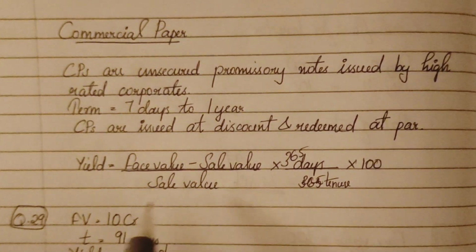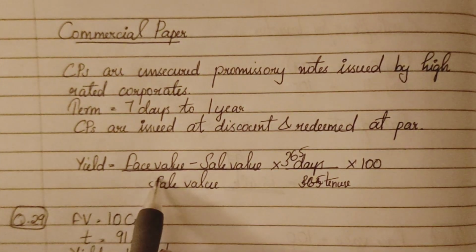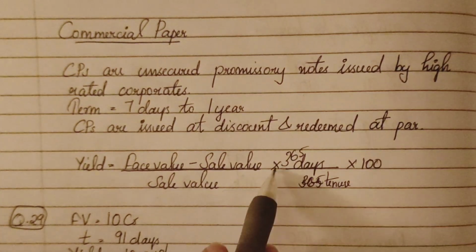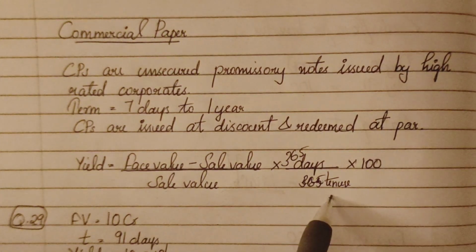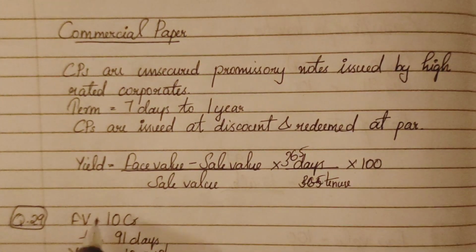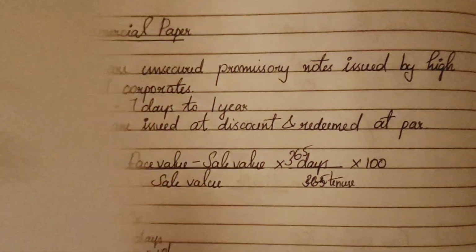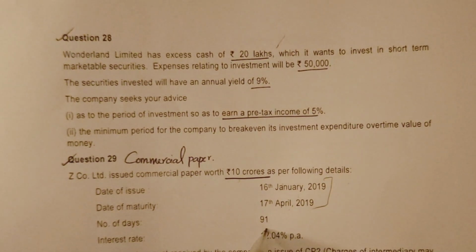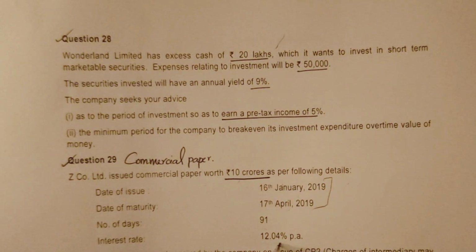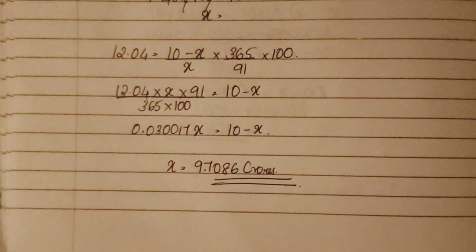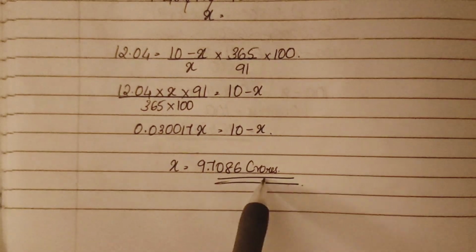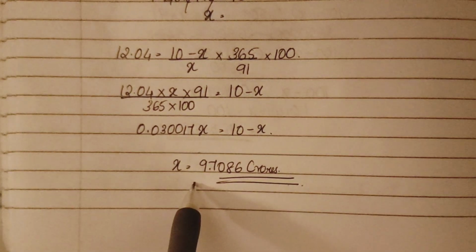So commercial paper in this case, yield is equal to face value minus sale value divided by sale value into 365 divided by tenure into 100. So we have the face value, tenure and yield. Face value is 10 crore, tenure is 91 days, yield is 12.04%. So the formula substitute you will get 9.7086 crores as the amount received by the company.